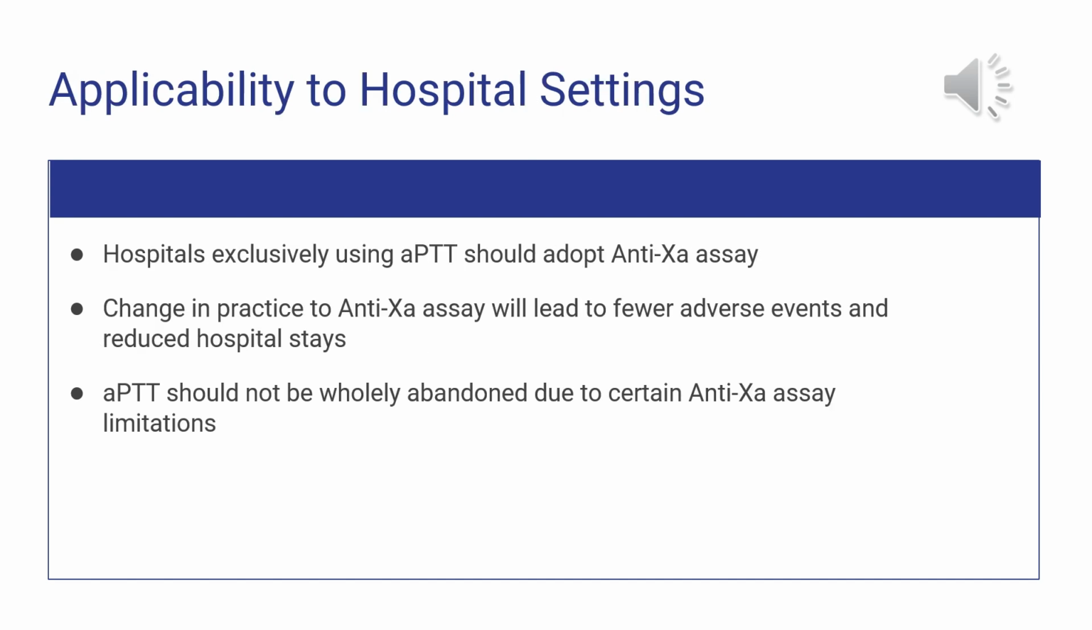The key takeaway from this research project is that adopting the anti-Xa assay for heparin monitoring could lead to more precise dosing and improved clinical outcomes. Hospitals currently using aPTT as the sole monitoring method should consider including the use of anti-Xa assay, especially in high-risk patient populations or those who exhibit unpredictable responses to heparin. The change in practice could also contribute to better standardization of anticoagulation therapy, leading to fewer adverse events and a reduction in prolonged hospital stays due to complications. However, the use of aPTT should not be completely abandoned for the previously stated limitations to the anti-Xa assay.